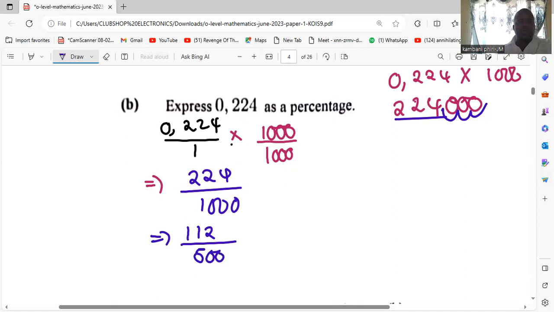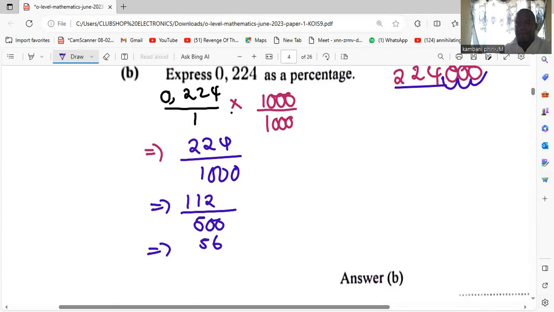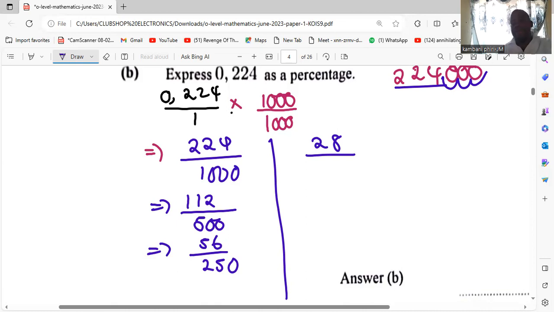All right. Then we can still maybe try to divide by 2. Okay. We'll get 56 divided by 250. All right. Yeah. Even again, divide by 2. When you divide 56 by 2, you get 28. Then you divide 250 by 2. What do we get? We get 125.